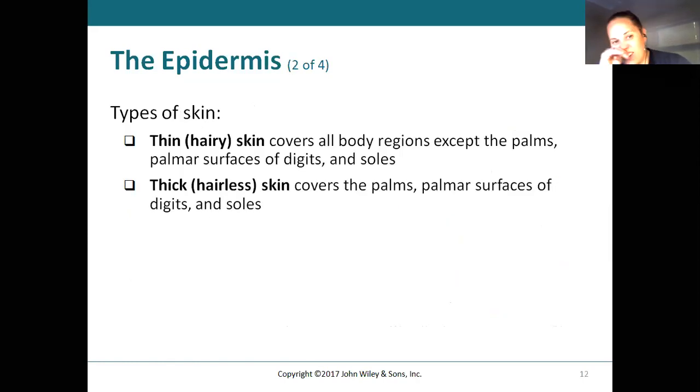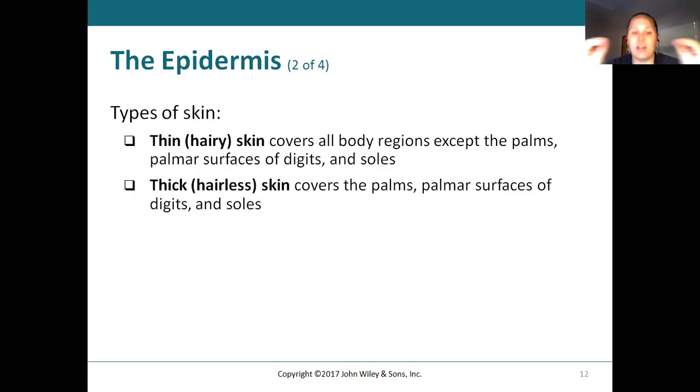So for the epidermis, there are essentially two different types of skin. Those are the major cell players. But when we look at the types of skin, think about the different regions of your body. You have thin, hairy skin that covers all regions except the palmar surface of digits and soles. If you look at the palms of your hands, you don't necessarily have hair on those regions. But if you look at the back of your hand or your arms, these are going to be thin skin that has hair on it.